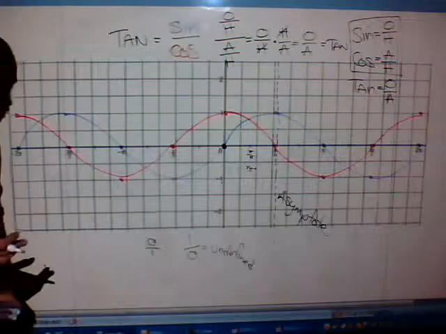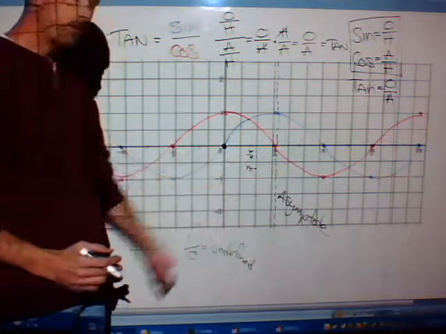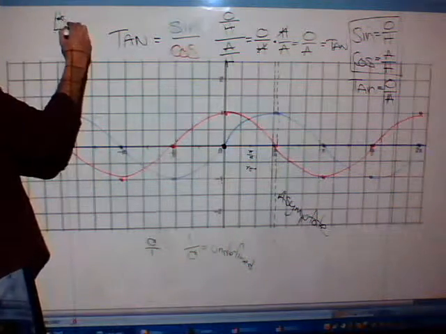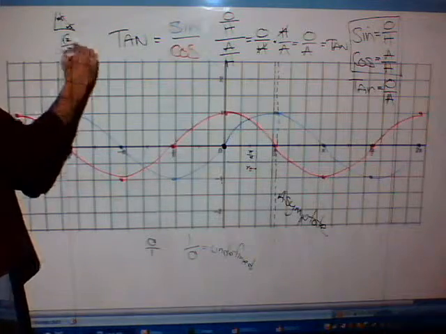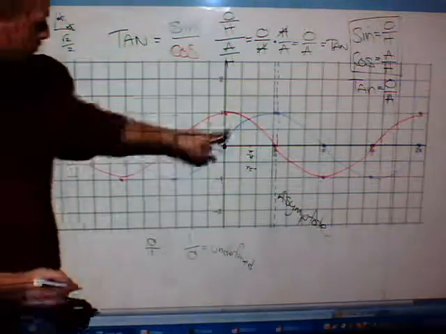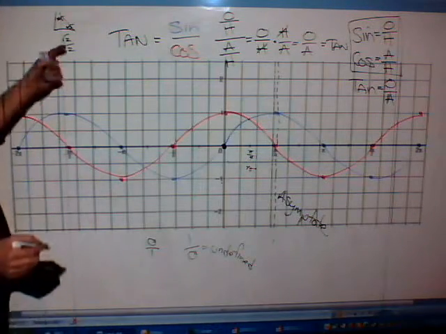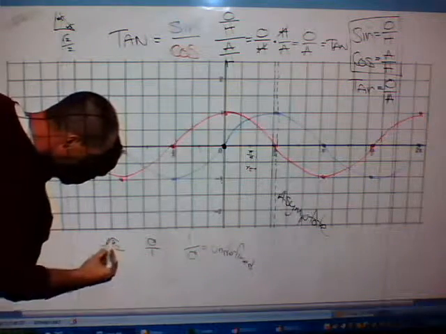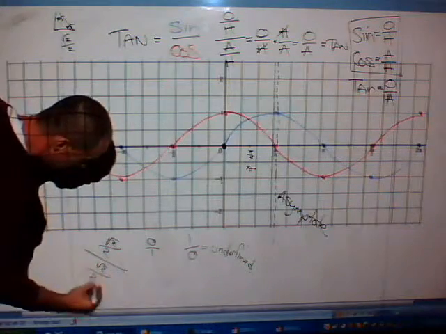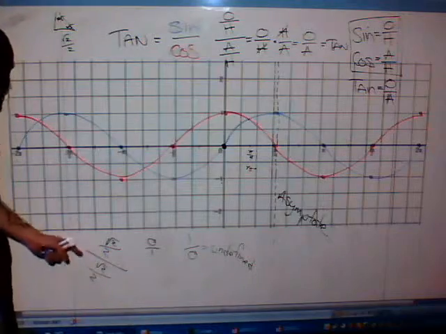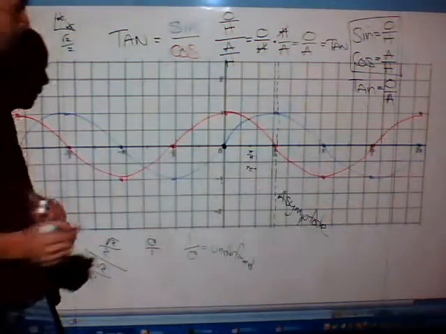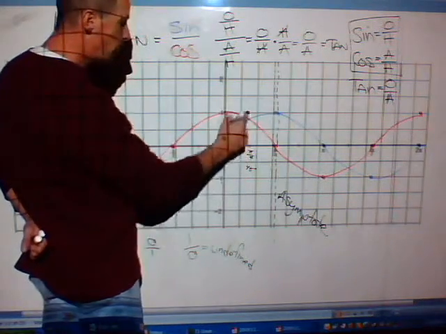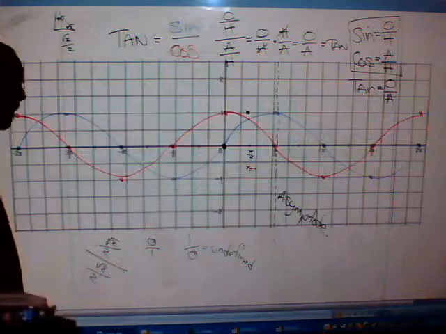Now 45 degrees, or pi over 4, remember that from 45, 45, 90-degree triangles. What is that value? It's square root of 2 over 2. So this is square root of 2 over 2. If you take square root of 2 over 2 and divide it by square root of 2 over 2, when you divide a value by itself, what do you get? You get 1. So at pi over 4, our tangent value is 1.